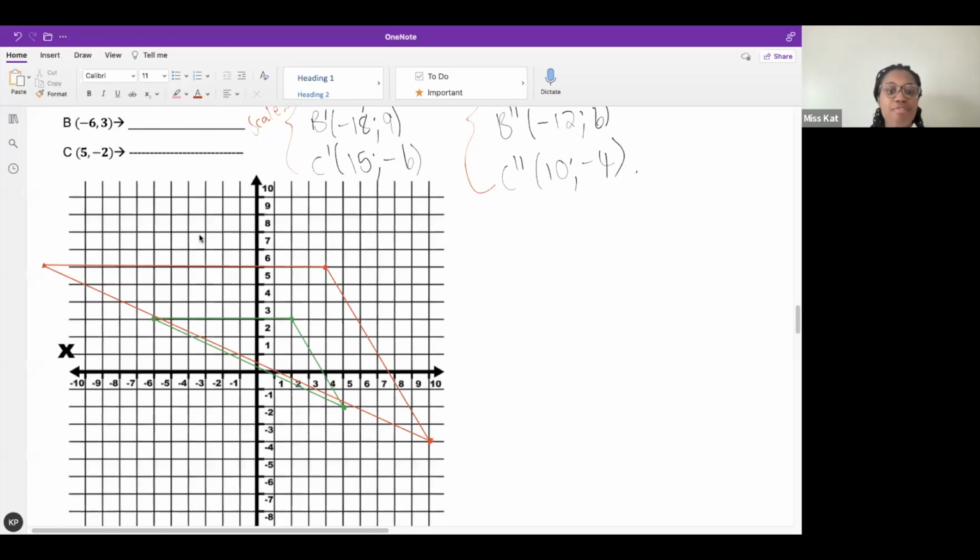So if you're given a scale factor, you multiply all the coordinates by that scale factor, and then you plot your new shape, and it should look like the first one, just either bigger or smaller, depending on whether you were supposed to enlarge or reduce it.